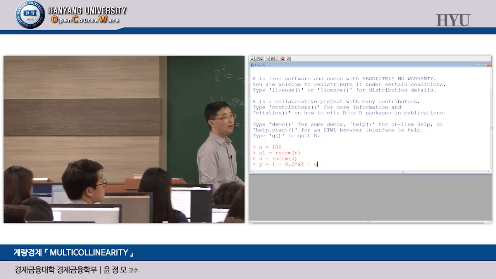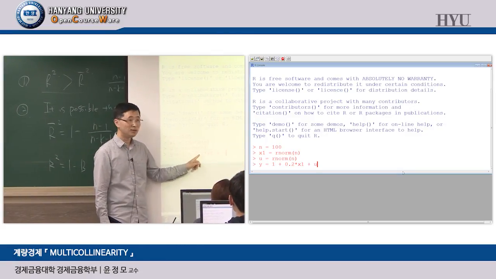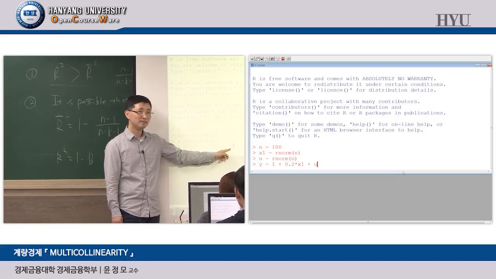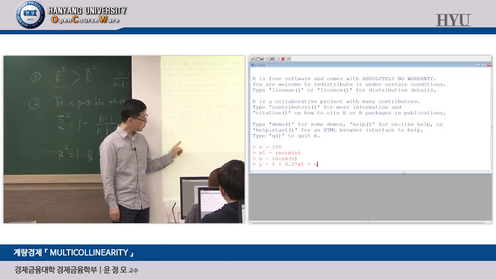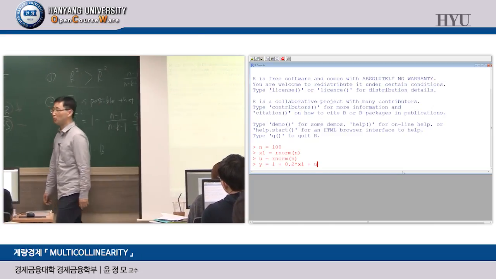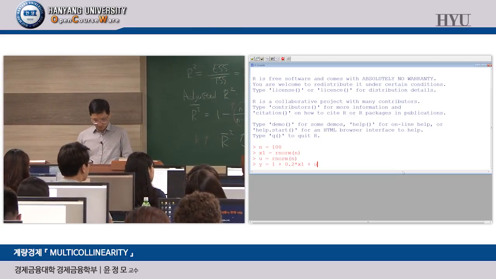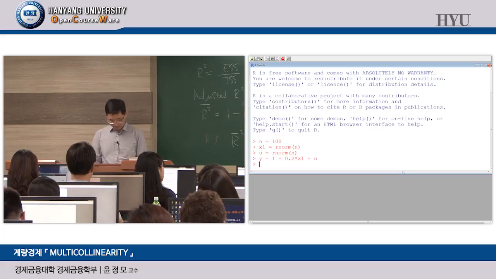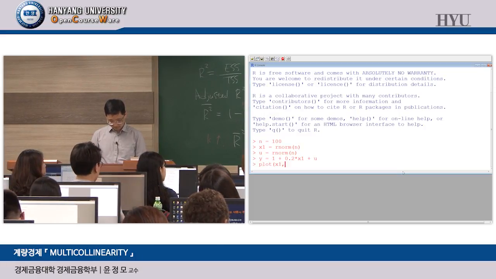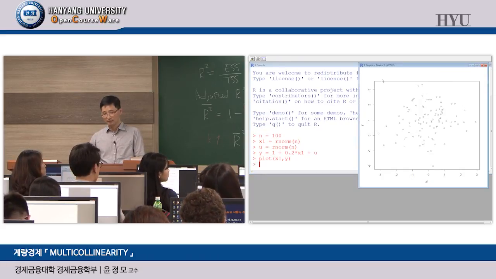Now, do you get the idea? So this is our intercept, and this is our slope. Okay? And this is my x, this is my error. So in my case, I actually know the true value of the betas. Beta 1, the true value is 0.2. So that's a benefit of using this fake data set. Okay? So this is how the data look.